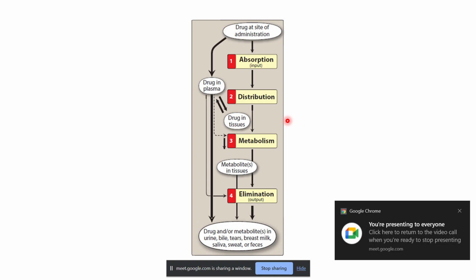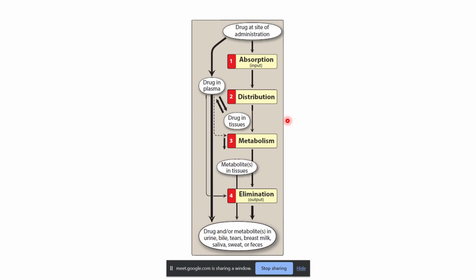Also, drugs can distribute to hidden volumes of distribution, for example in pregnant women that can be the fetus, and in cancer patients that can be the tumor of a specific organ, for example a breast tumor or a lung tumor.